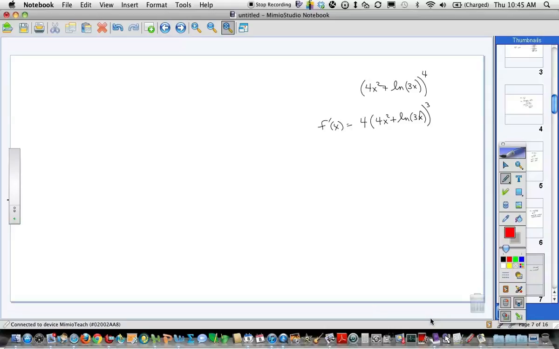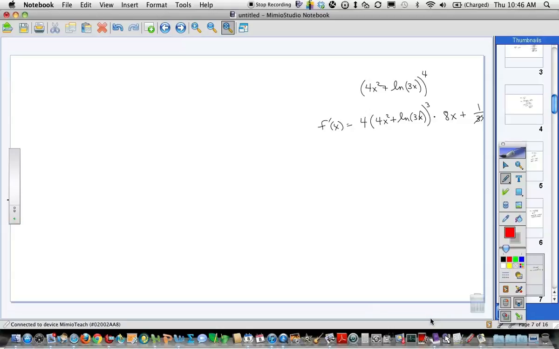To the 3rd. Now here's another algebra mistake people are going to make. I promise. You're going to say times, right? And what do we got to do now? Derivative of the inside. So, what's the derivative of the inside? 8x plus, what's the derivative of ln 3x? Derivative of ln x is 1 over x, right? So this will be 1 over 3x times 3. That's the chain rule for that part. The 3's do cancel.